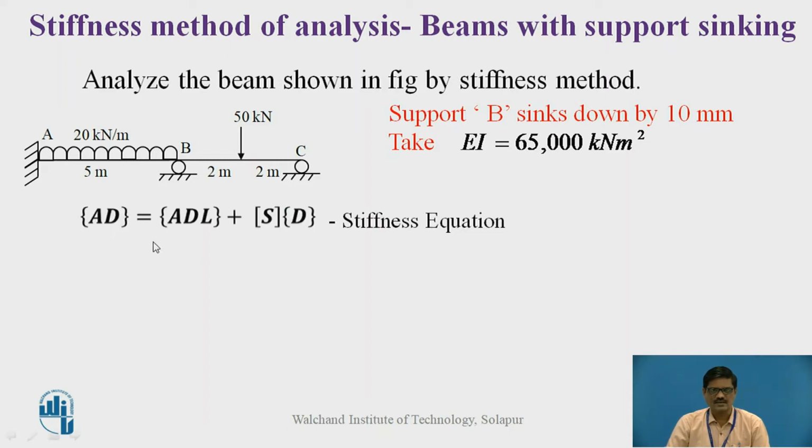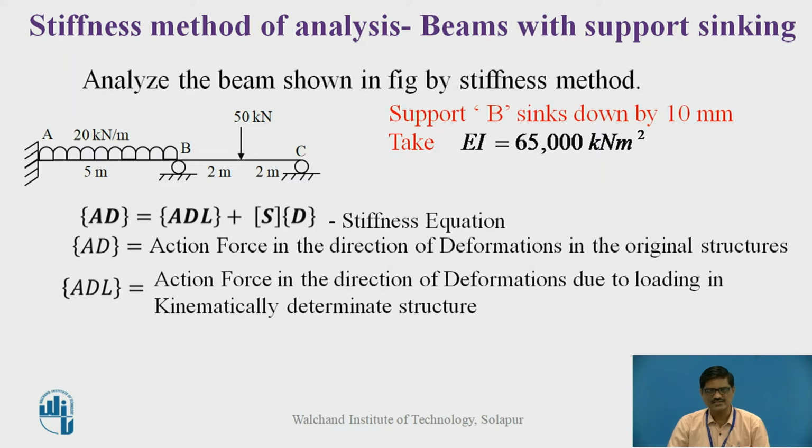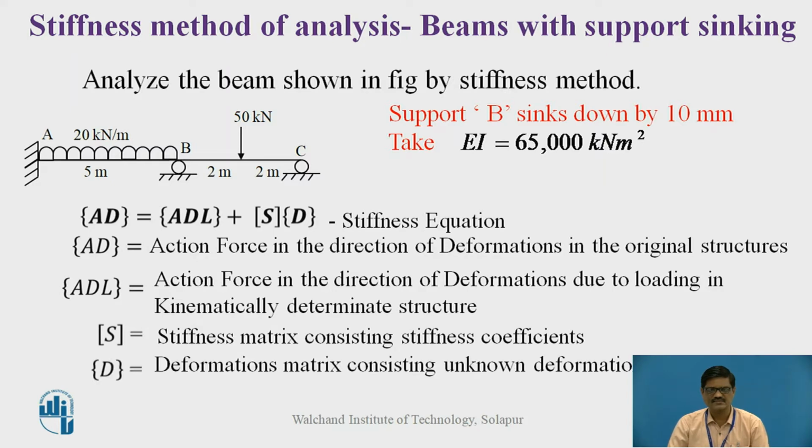We are aware about this stiffness equation, which is given here. AD equals ADL plus S into D, where AD is the action force in the direction of deformations in the original structure. ADL is the action force in the direction of deformations due to loading in kinematically determinate structure. S is the stiffness matrix consisting stiffness coefficients, and D is the deformation matrix consisting unknown deformations. So we need to calculate all these matrices, and then substitute them in this equation so that the unknown deformations can be obtained.